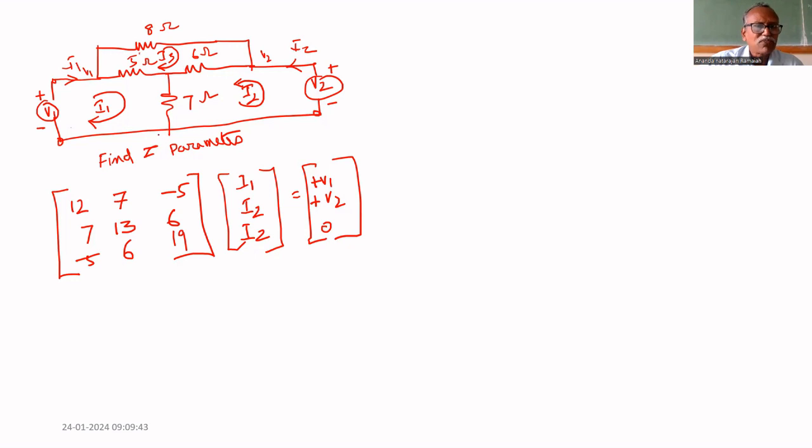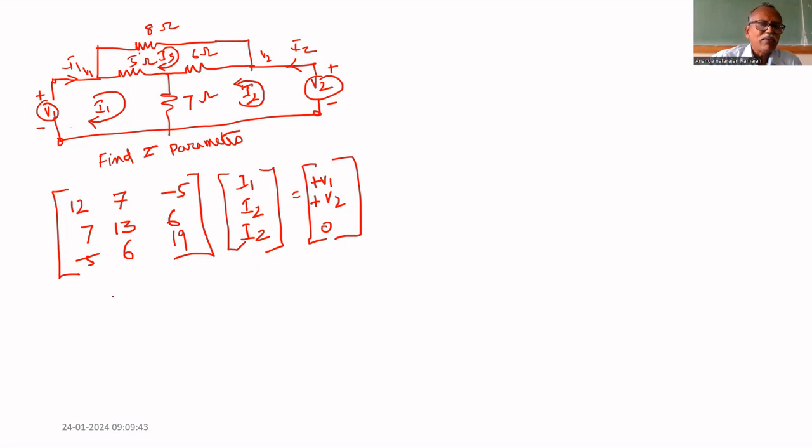Or you can assume V3 for this node as 0 and write the equation for this node, the third equation. Then you can get Y parameters directly. That much difficulty I don't want to give you. Only for Z parameter, this sum will come.